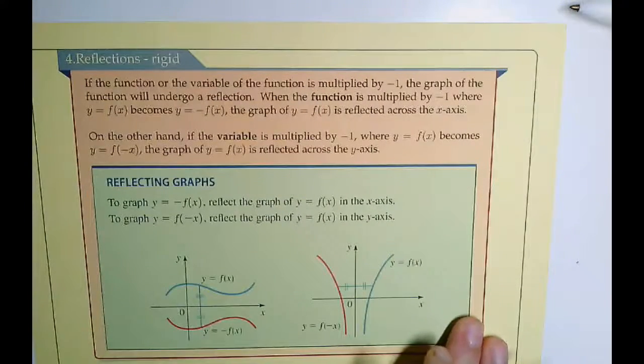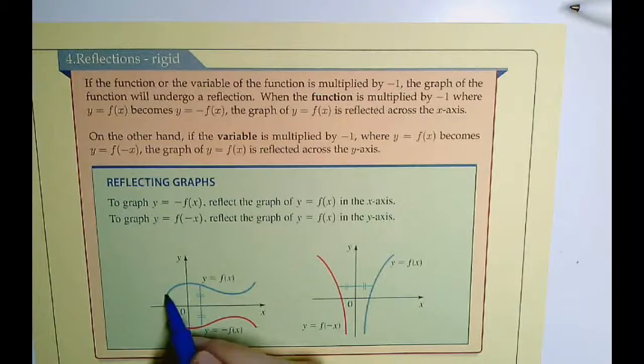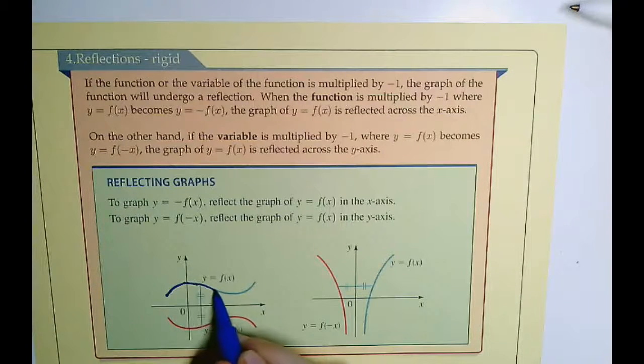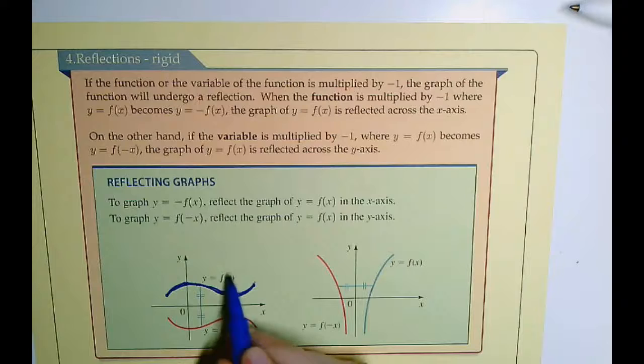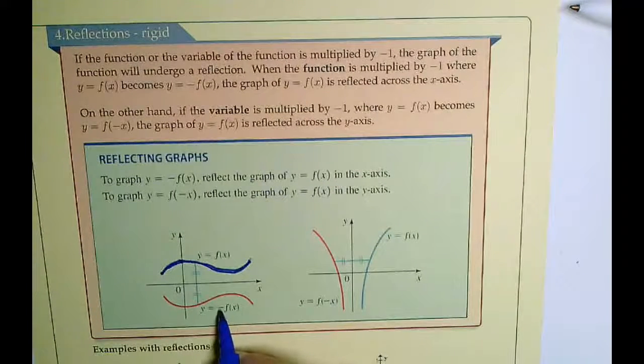So you can have a graph, let's say f of x is this one, and the graph of negative f of x is just going to be the graph of f of x reflected over the x-axis. So if the function itself is multiplied by -1, this is what negative f of x means. If the function is multiplied by -1, then you have a reflection over the x-axis.